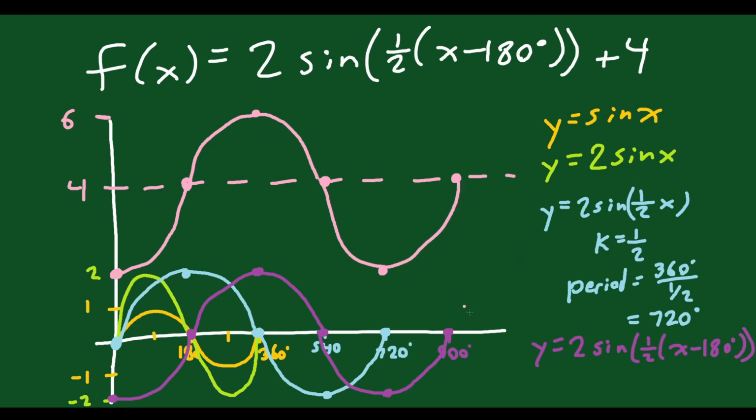So that's one way to do it. Another way to do it, if you don't want to use the transformations the way I just did, is you could make a table of values, right?